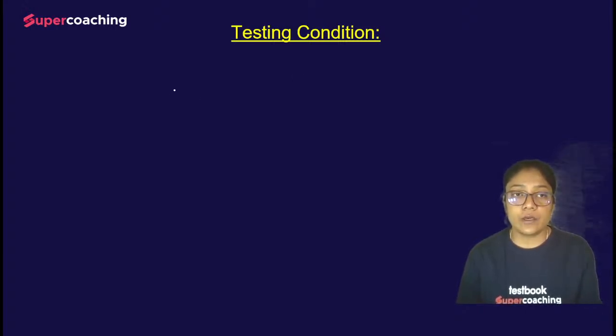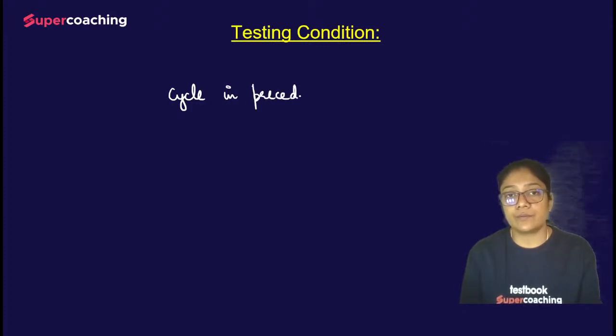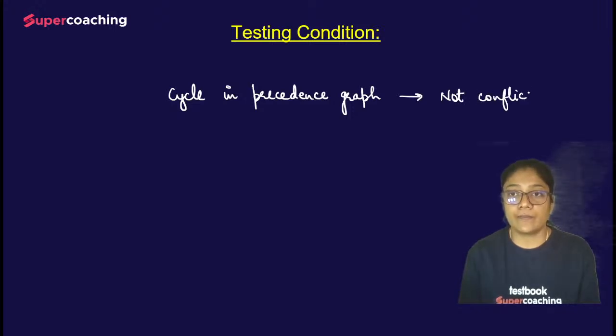If we have the cycle in precedence graph, then we say that it's not conflict serializable.